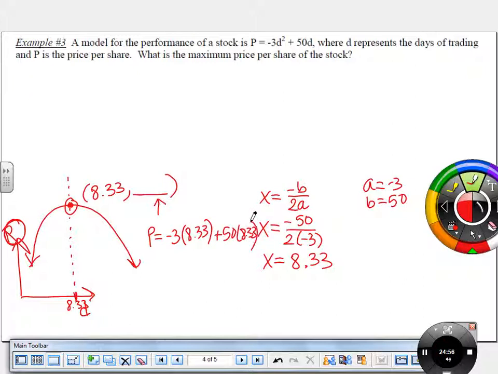Okay. And then I'm just going to continue and finish this calculation. Sorry, I forgot to square it on there. So you would take 8.33, and depending on if you round it or not, that would affect your value a little bit, but you're going to square it, multiply it by -3, and add 50 times 8.33, giving you 208.33. And so that was the maximum price that we were looking for.